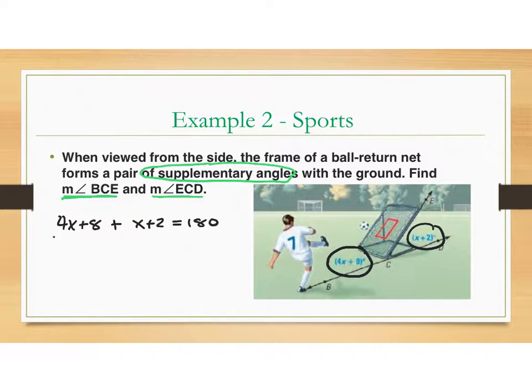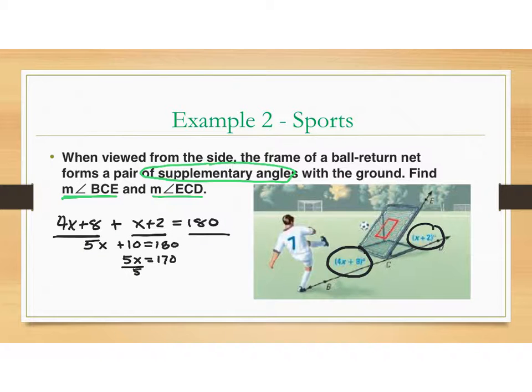Good. See what he did there? He took the first angle plus the second angle, and he knows they have to equal 180. The one on the left plus the one on the right, we know they're supplementary, so that means they equal 180. I'm just going to do a little shortcut here. 4x plus x is 5x. 8 plus 2 is 10, is equal to 180. I'm going to subtract 10 from both sides, and we get 5x is equal to 170.